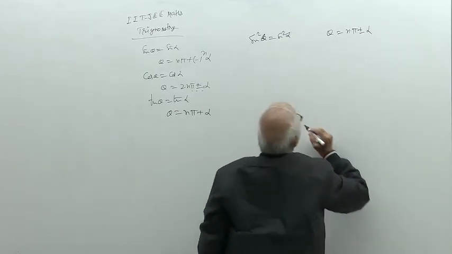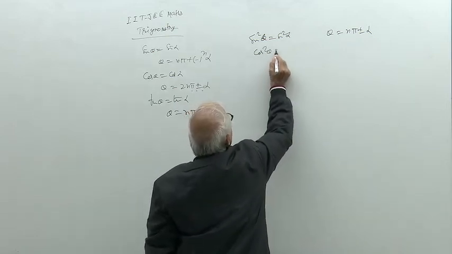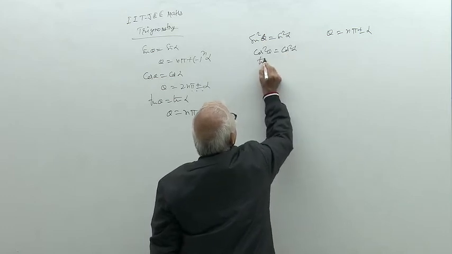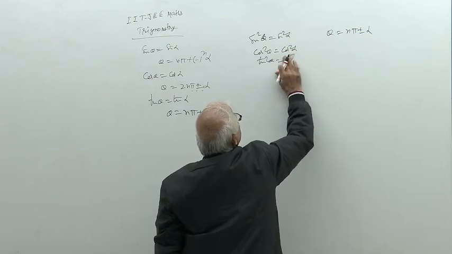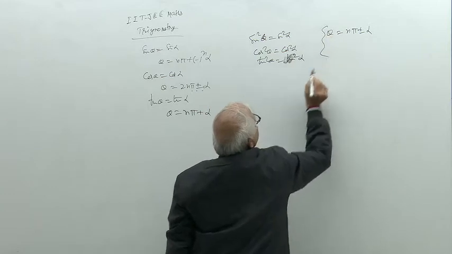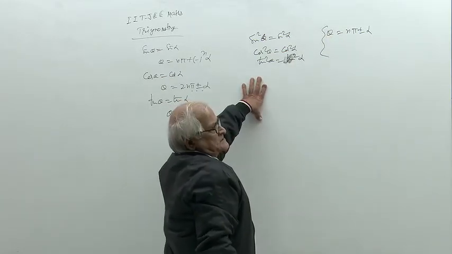If sin square theta or cos square theta is equal to cos square alpha, or tan square theta is equal to tan square alpha, we apply this formula for these three equations.